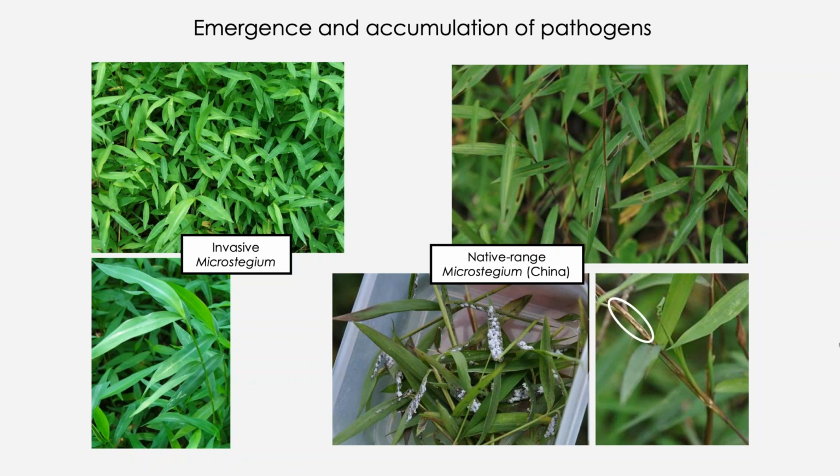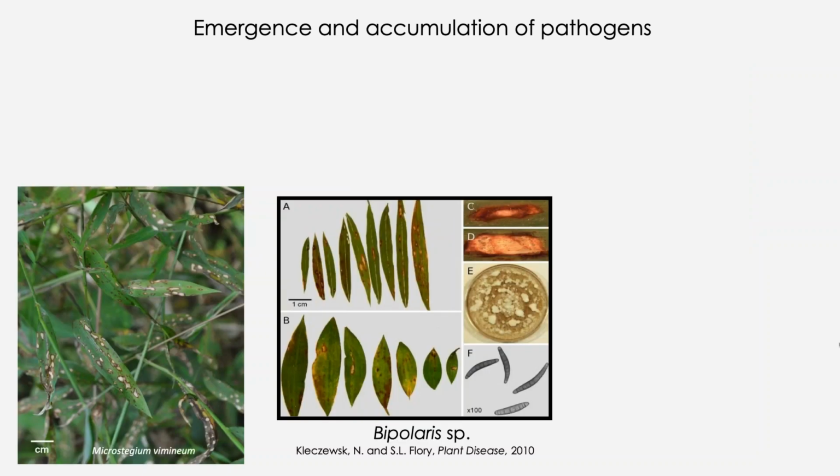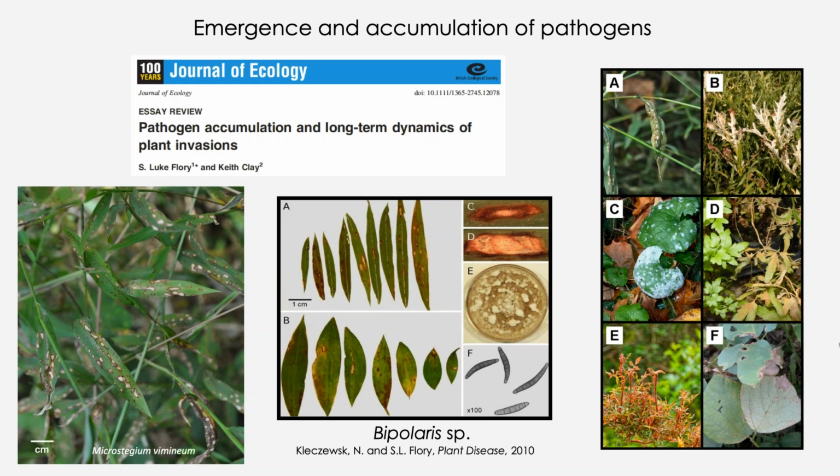However, over time, you may expect that enemies would catch up with an invader, and in fact, that's what we started to document in about 2008, 2009, with the case of this Bipolaris foliar fungal pathogen that causes this leaf blight on microcesium. We described the disease symptoms that we were seeing, and then we more broadly thought about the role of pathogen accumulation in long-term dynamics of plant invasions.